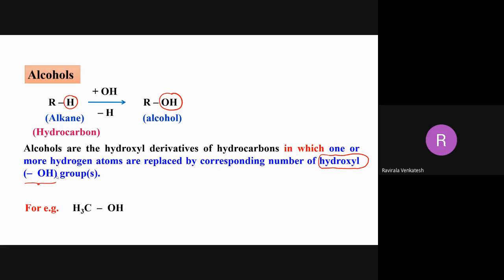Next, for example, I have taken CH3OH. This is called methyl alcohol, or the IUPAC name methanol, because one carbon is there, so meth, and a single bond, so ane. For IUPAC nomenclature of alcohol, the last e is replaced with ol, so methanol. Now, this is called the ethyl group. No, I'm saying the common name here. C2H5 is called ethyl, CH3 is called methyl. Therefore, it is called ethyl alcohol.